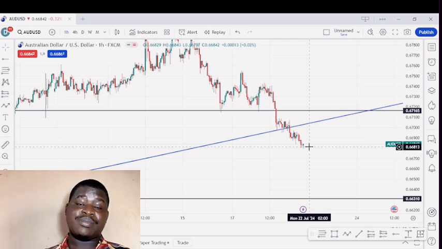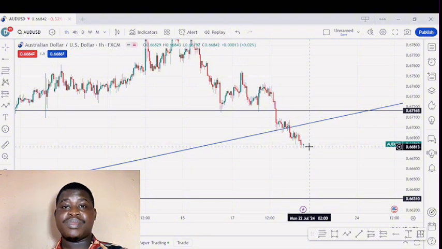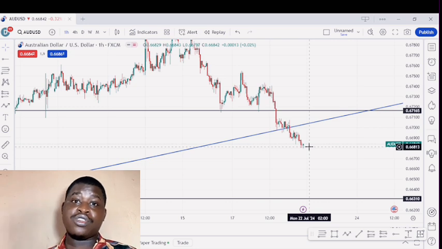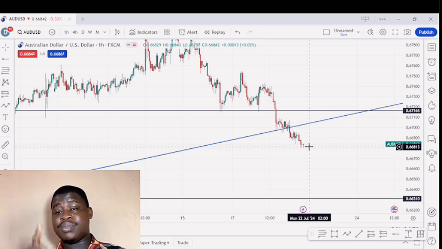This is how I analyze my charts and profit from the market. It requires patience to make profit from the market. It requires patience to monitor your trade. Don't forget, be patient with the market. The market is not always wrong.